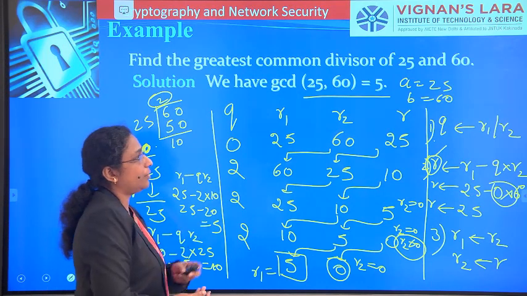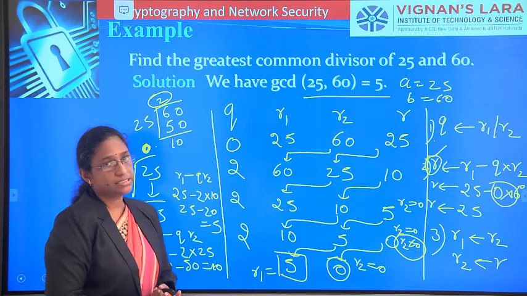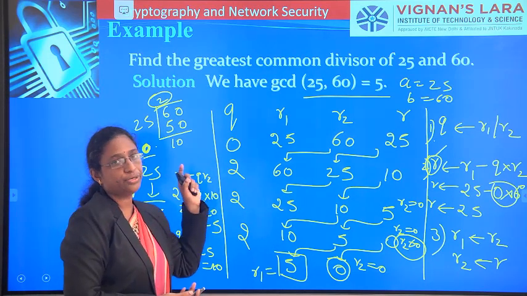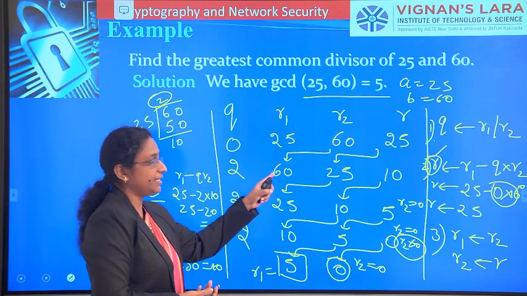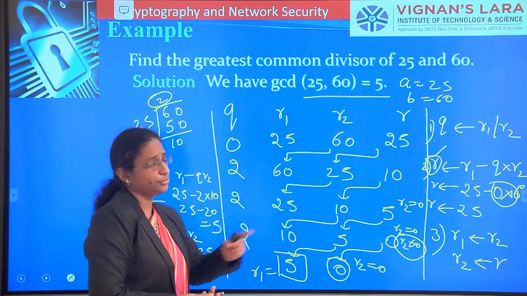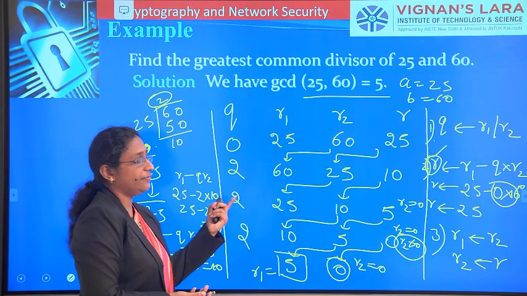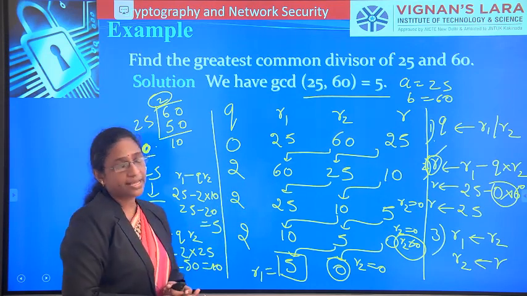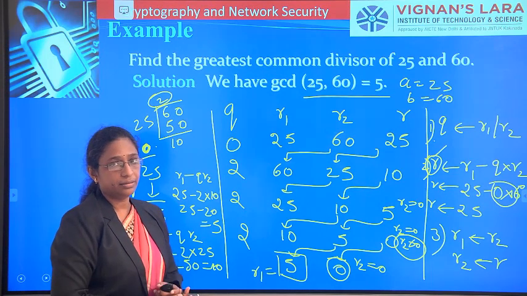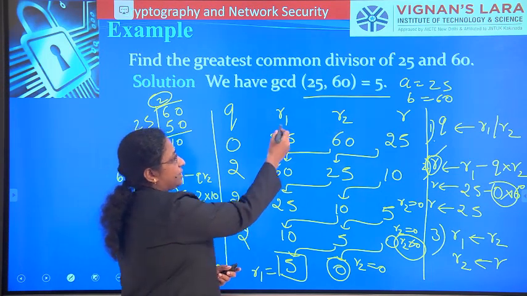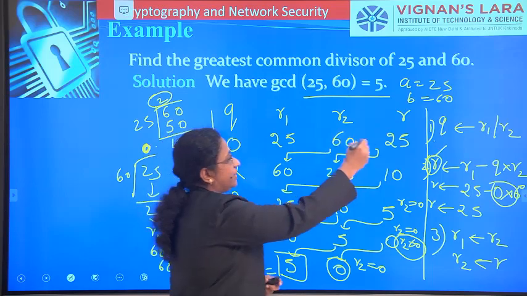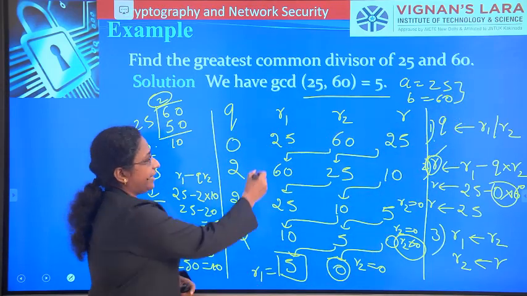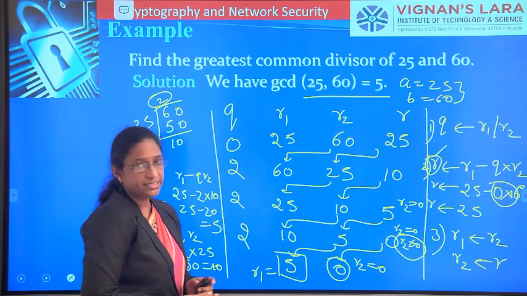So that is the process for calculating the GCD of two numbers, where we take the variables Q, which represents the quotient, R1 and R2, the two variables, where R1 is initialized to A and R2 is initialized to B, and R is the remainder. Since we have to calculate the GCD of the two numbers 25 and 60, we will be taking the first number 25, second number 60.